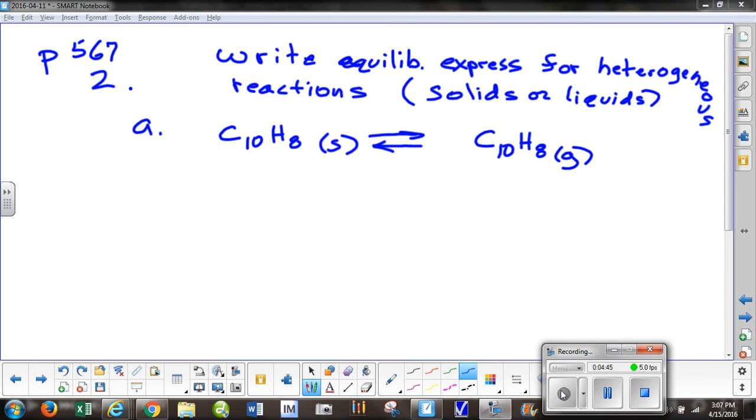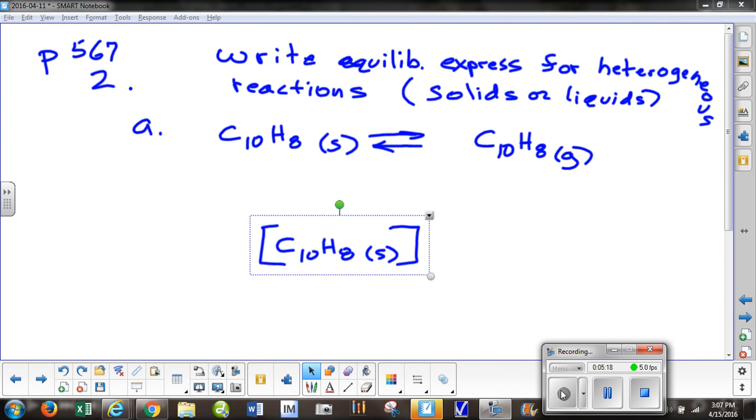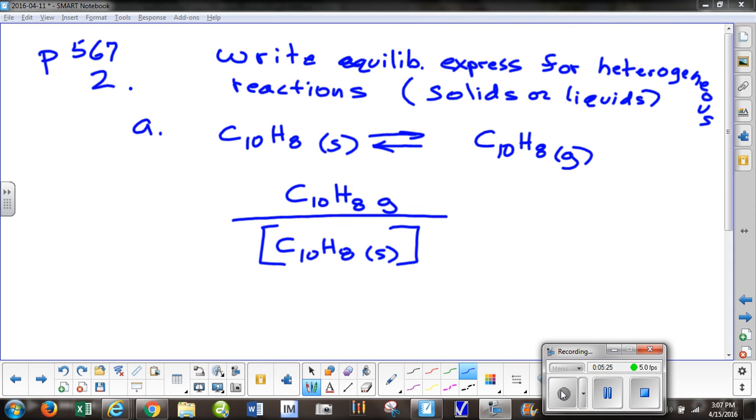So, here's what I recommend you do for these guys. Write the equilibrium expression as if you had a homogeneous reaction, which is like this. C10H8 the solid, whoops, guess what? Is he going to be on top or bottom? He's going to be on the bottom. You bet. And on the top, we have C10H8, the gas. And brackets. Now, why do you want to do this? Because you cannot ignore this so far as making the equilibrium expression. This is KEQ.